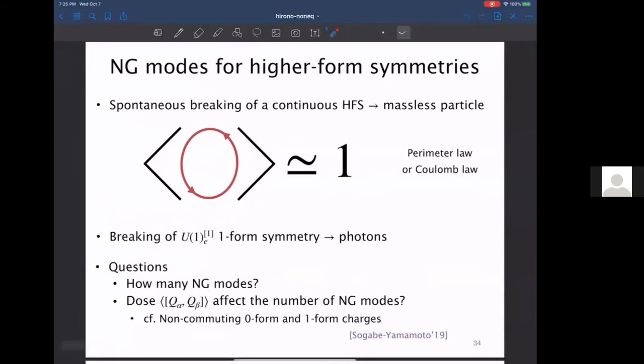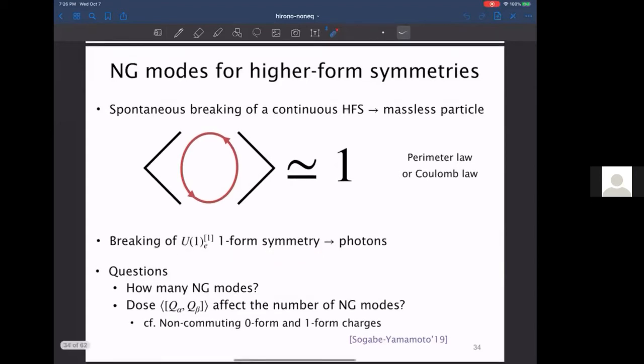And so the Nambu-Goldstone mode appears also for the higher form symmetries, as I told you earlier. The spontaneous breaking of some higher form symmetry can also be diagnosed by looking at the one-point function, basically, of some charged object. And if it obeys perimeter law or Coulomb law, it is considered to be a broken symmetry. And indeed, the photons are considered to be Nambu-Goldstone modes associated with the U(1) one-form symmetry.